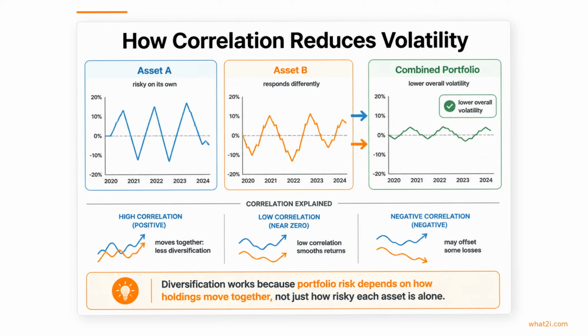This is a major reason diversification works. You do not necessarily have to give up expected return in order to reduce total volatility. Often you are simply improving how risks fit together.